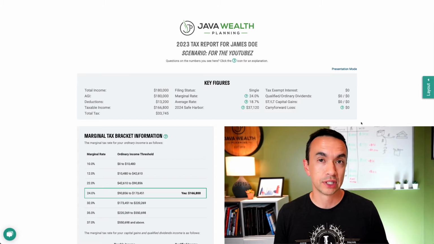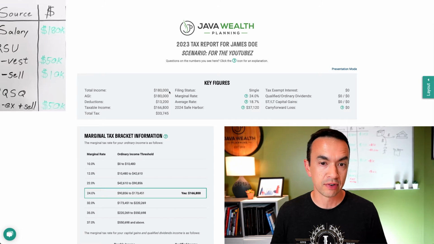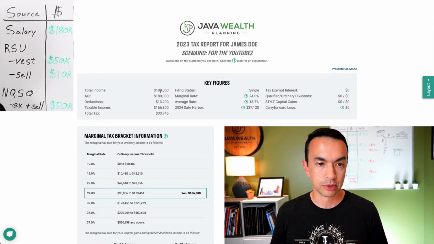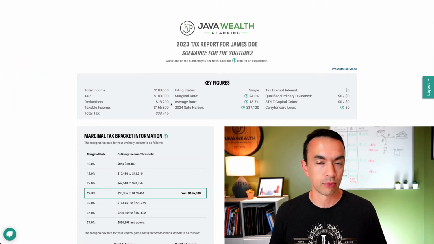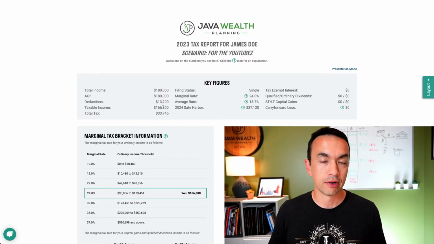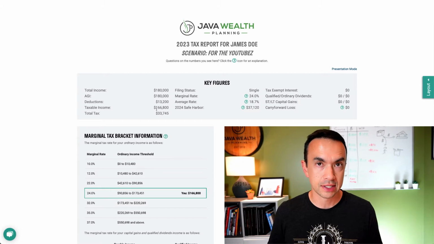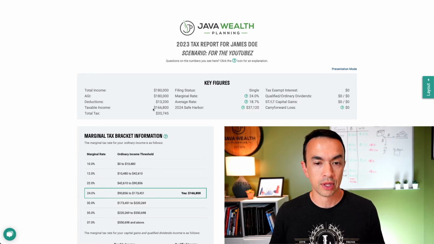And so first, if we just have our base scenario of just having the salary, the $180,000 of salary, then that shows up here as part of your total income. And then actually you would subtract out deductions. And so just for the sake of ease, we're just going to do the standard deduction. And this is a 2023 tax estimate. And so with subtracting that out, then our taxable income is $166,800. And so then with that taxable income, that's what you compare against these marginal tax brackets.